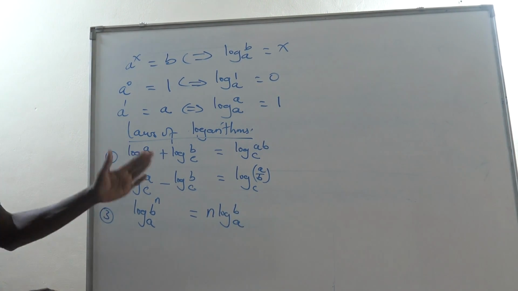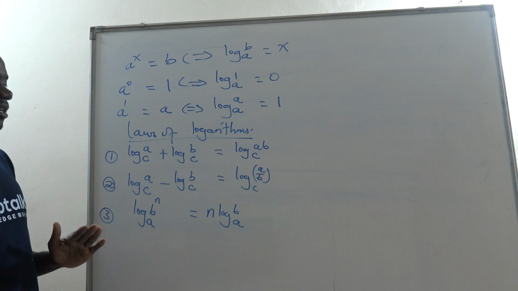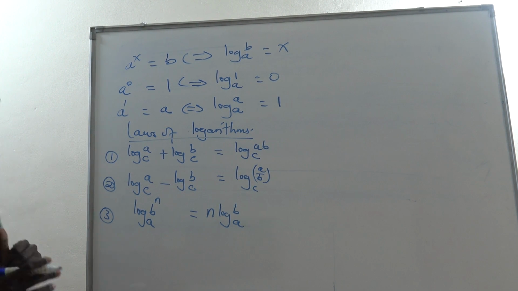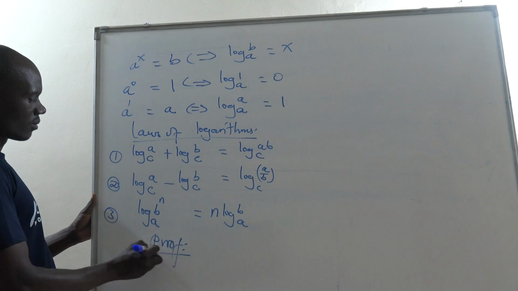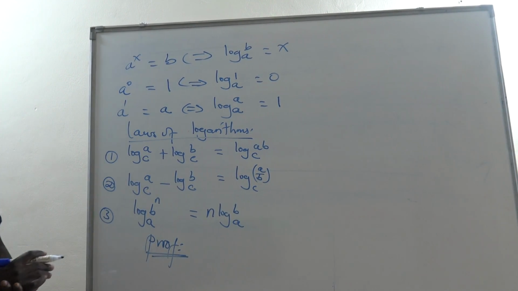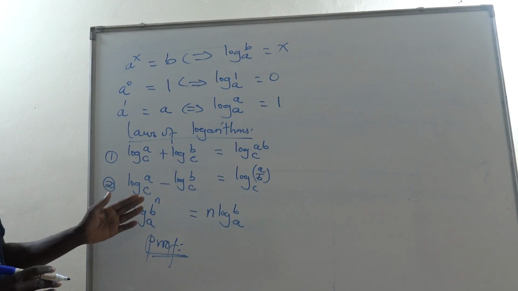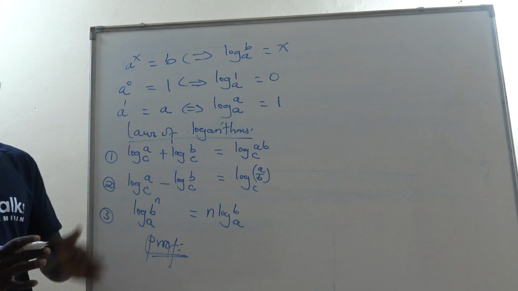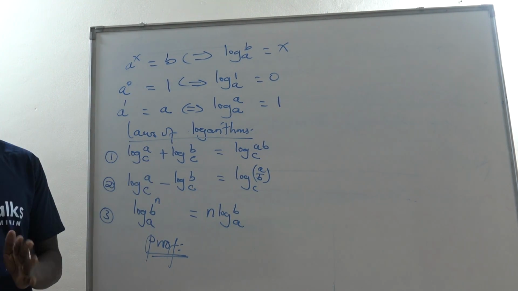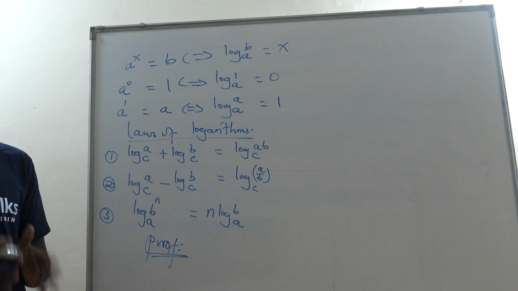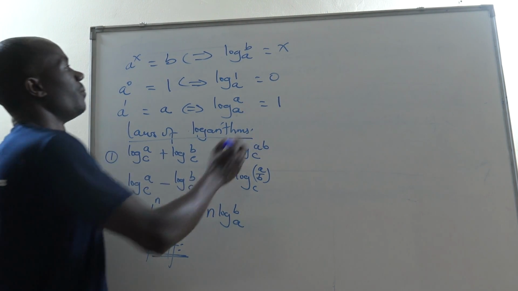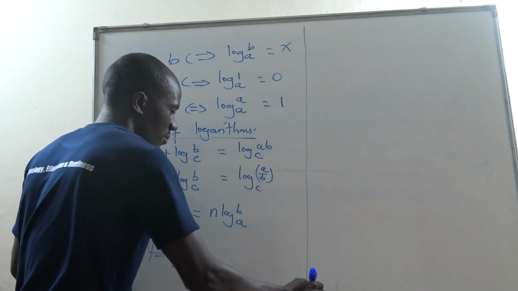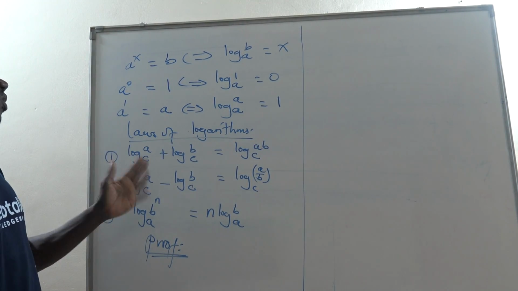So I'm going to prove 1. After proving 1 for you, the rest you can even prove by yourself. So I want to do the proof, and I want you to be very attentive, because they will ask you to prove. Here in A level, we normally prove. We don't just gamble. We need to know the origin of these numbers, where they came from. So we are going to start with the proof for number 1.